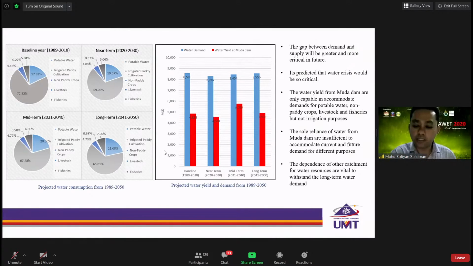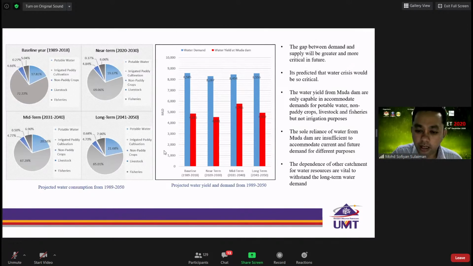Now, if you can see the yield and the water demand, the current baseline, Ulu Muda Forest Reserve is able to produce almost 4,855 million liters per day. But from 2020 up to 2030, you can expect that the Ulu Muda Forest Reserve is going to yield a slightly decreased amount of water, from 4,800 to 4,500. So this is quite an alarming scenario that we can expect from Ulu Muda Forest Reserve.